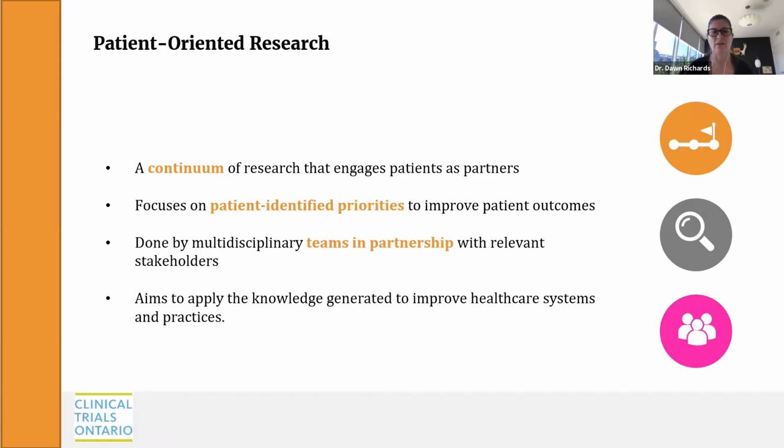So again, patients are part of the team. Sometimes also decision makers and policy makers are part of these teams as well. And just like health research, the idea is to apply what's found in the research to improve health and healthcare systems and practices. And this type of research aims to bring the findings into practice sooner than you would normally see research put into practice, by bringing all these different members of the community together to execute on research projects.